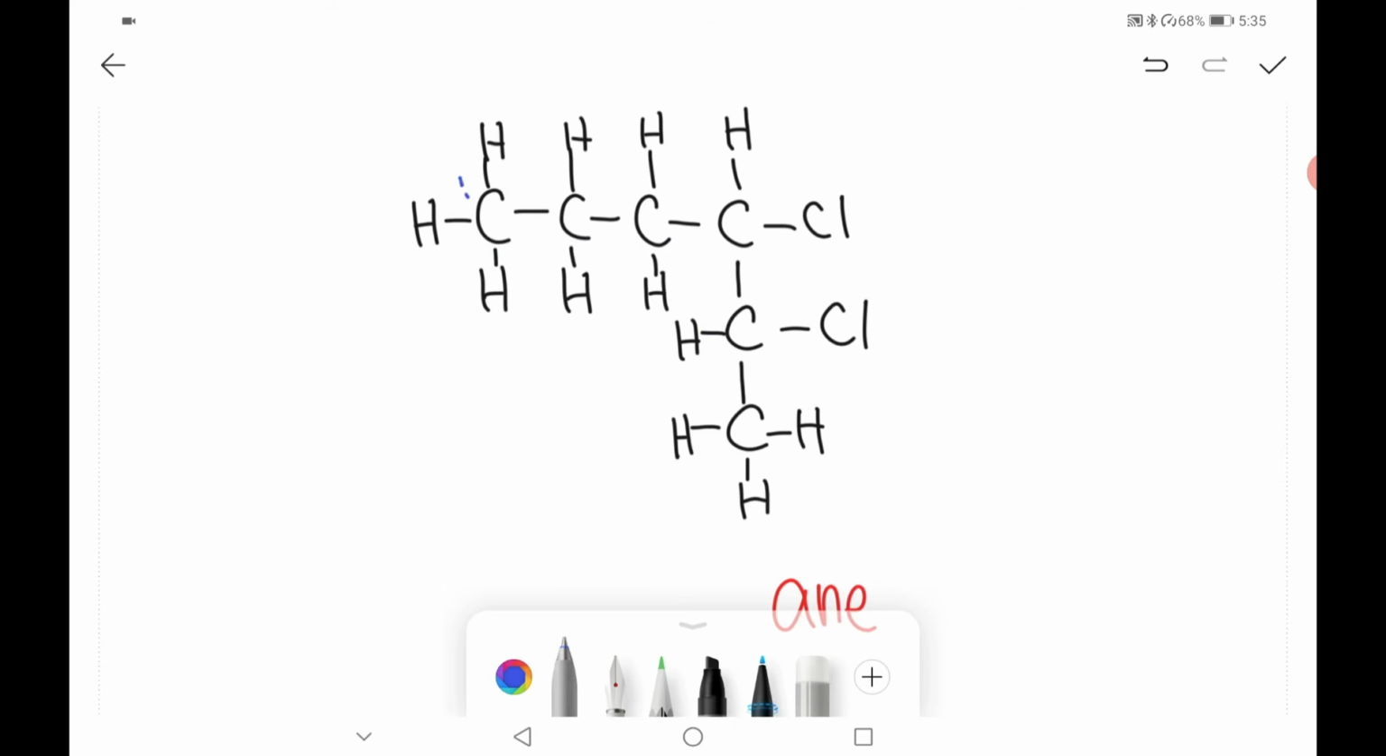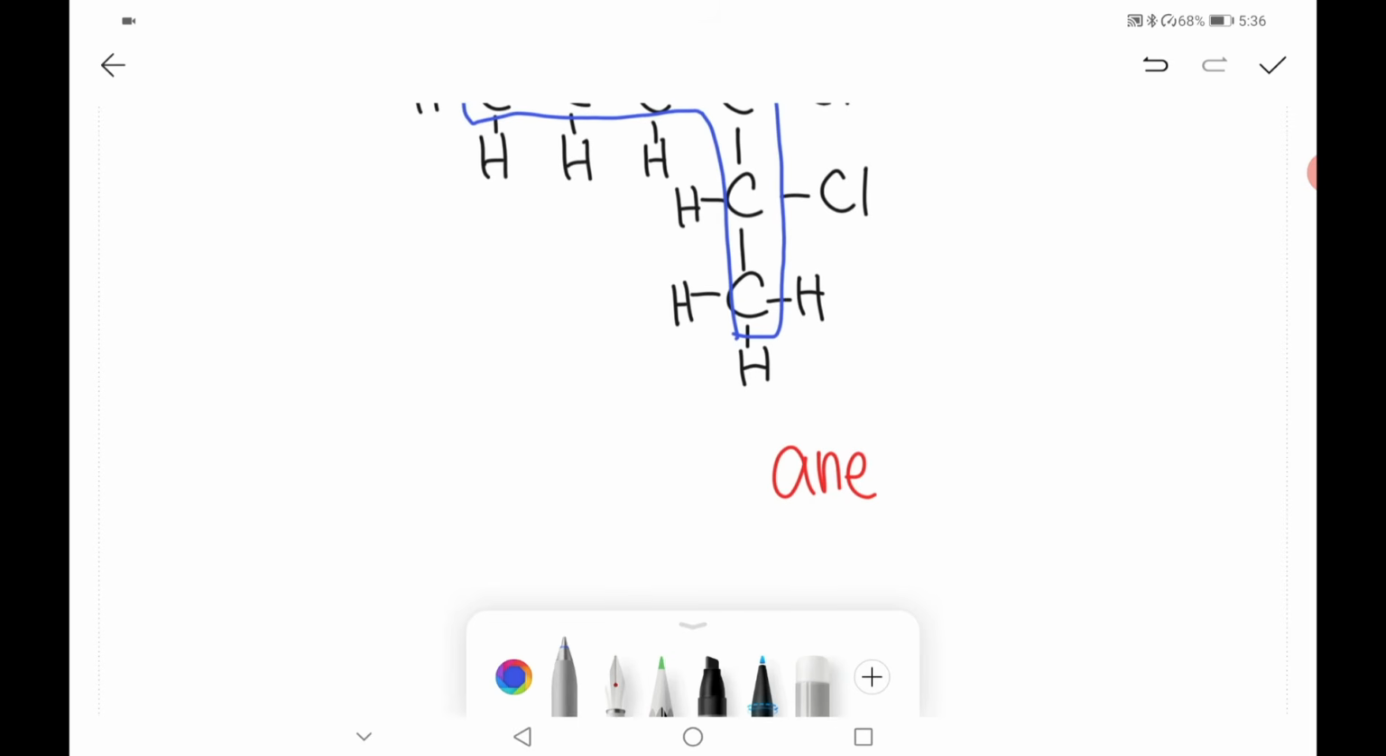Okay, the longest continuous carbon chain is here. So there are a total of 6 carbons in the longest backbone. 6 carbon is called hexane. So the longest chain has 6 carbons, so we call it hexane.